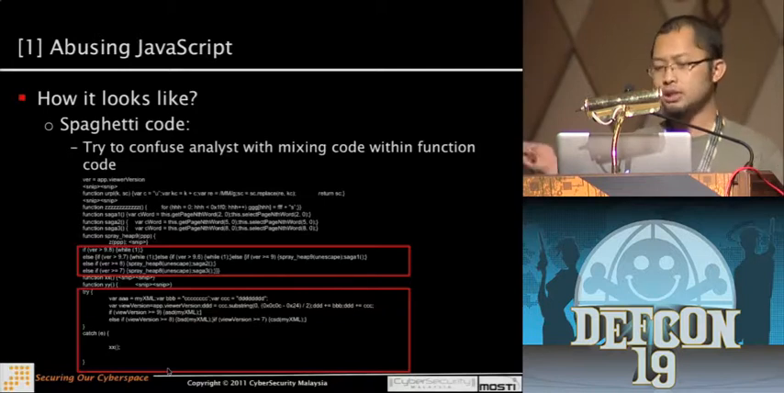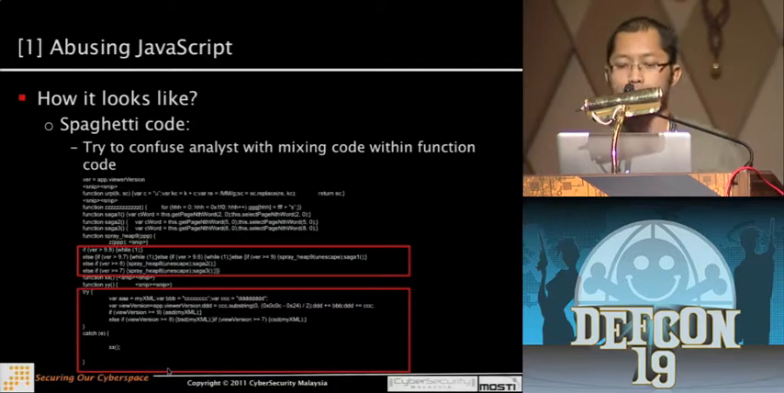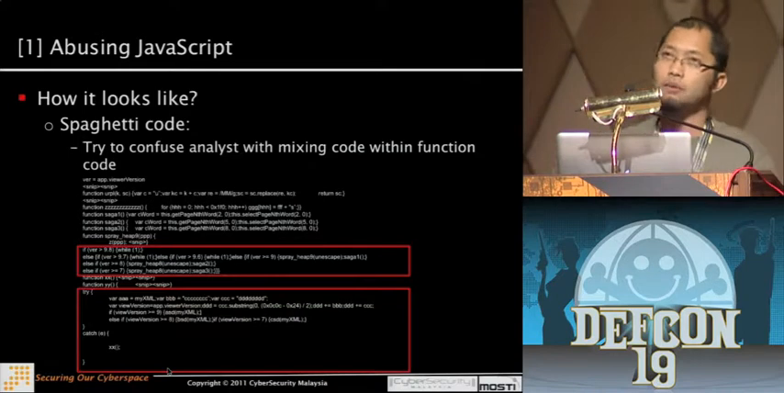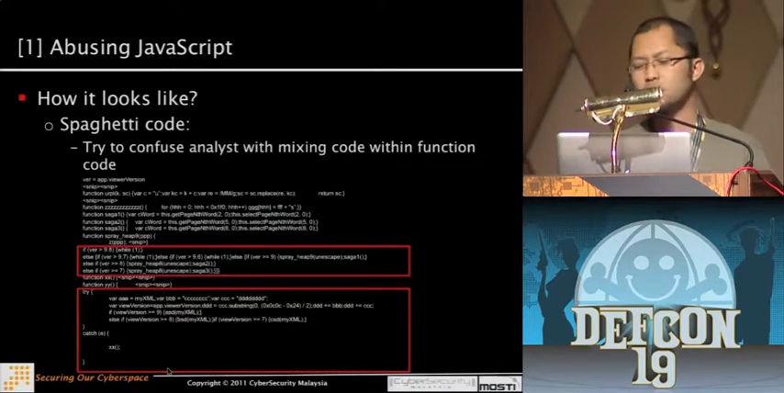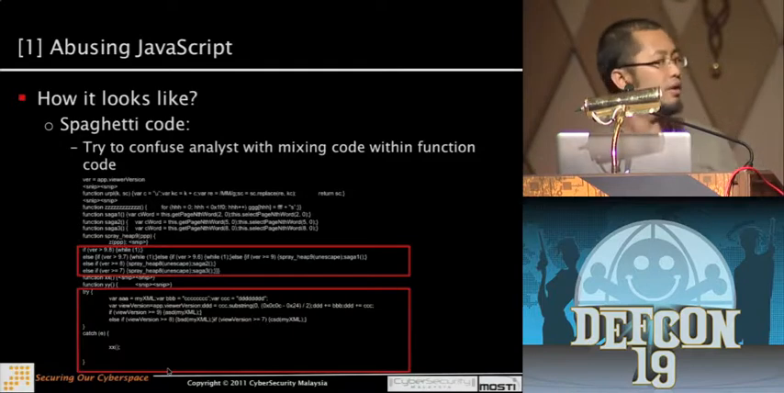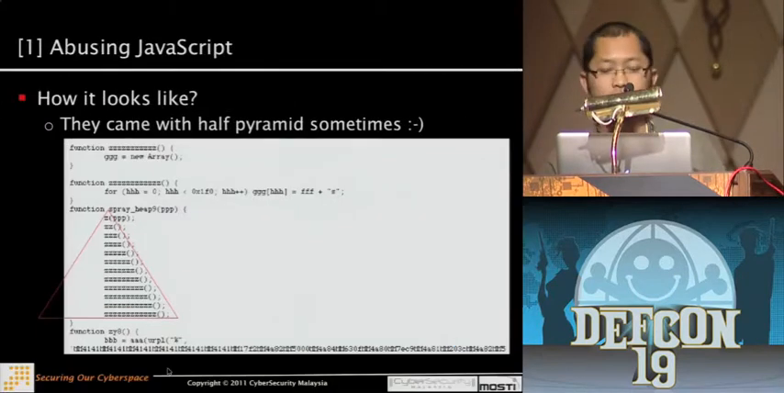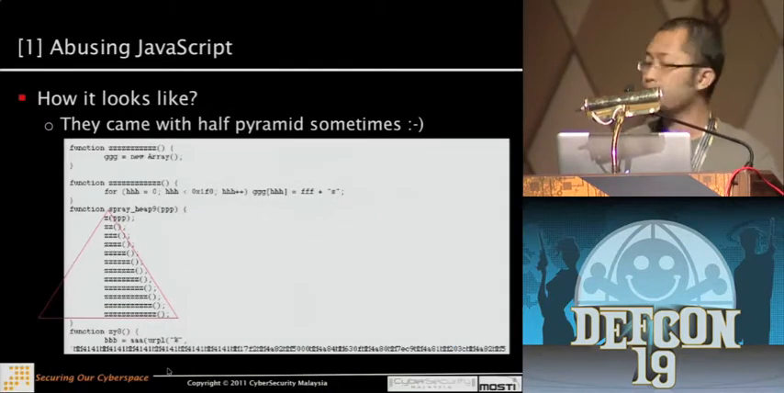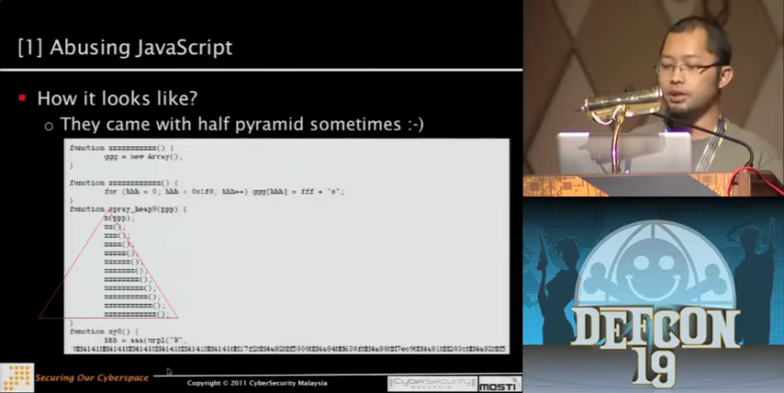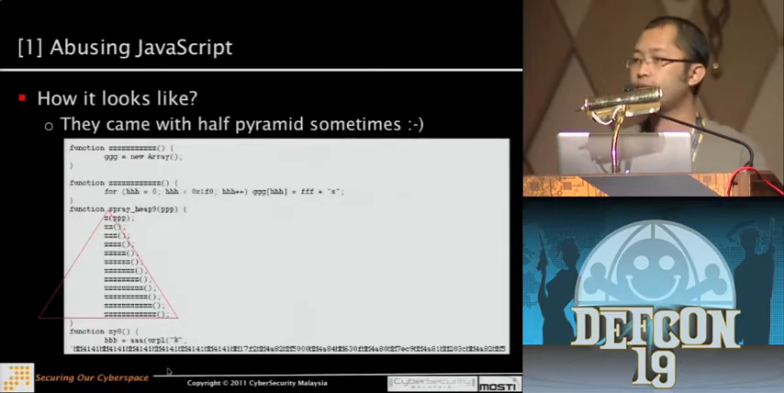So this is a very generic JavaScript obfuscation. It's not really obfuscation, it's kind of like spaghetti. You combine multiple code and functions together. Sometimes they also come with a half pyramid. As you notice here, it's running a bunch of heap spray stuff, so sometimes it can even make a pyramid. Probably the guy was bored, so he tried to make it look like a pyramid.